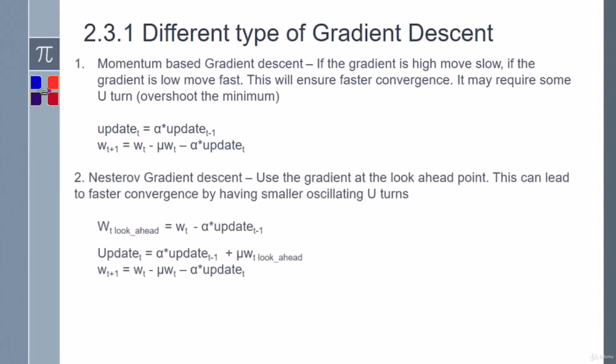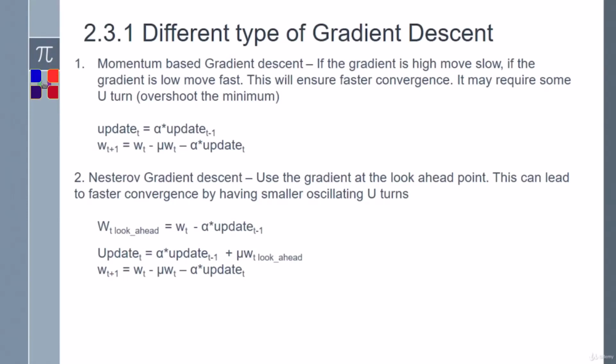Okay. The second rule is called Nesterov gradient descent. In this case, the change from the previous rule is that instead of finding the gradient at the current point, the algorithm tries to find the gradient at the next update point.